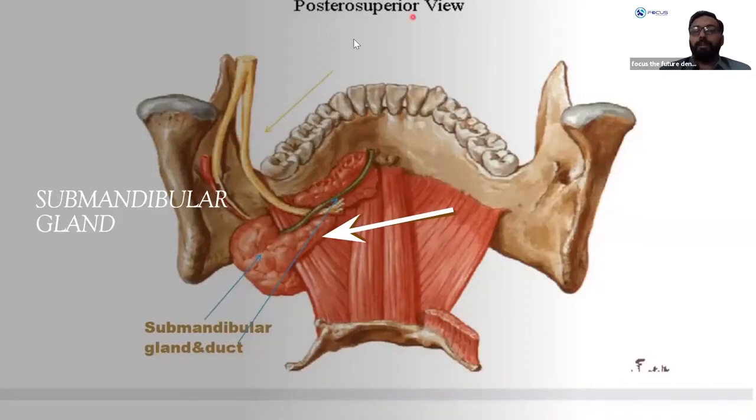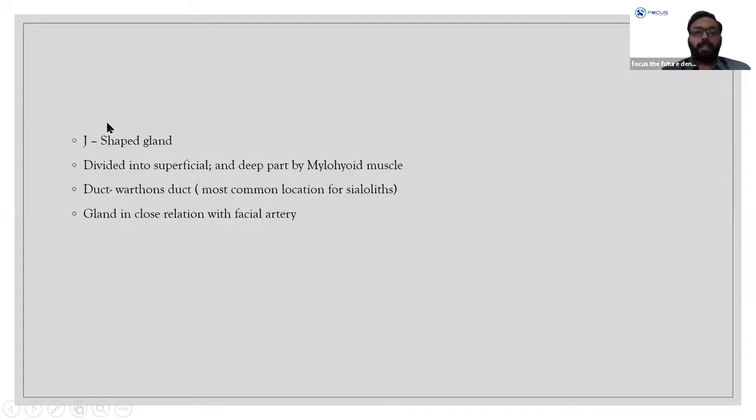When the question comes like that, which muscle is responsible for dividing submandibular gland into superficial and deep part? It is your mylohyoid. Okay, so let's move on and see what all things are there. It's a J-shaped gland divided into superficial and deep part by mylohyoid muscle. So how is it J-shaped? Now I'll just draw and show you how the picture of it will be.